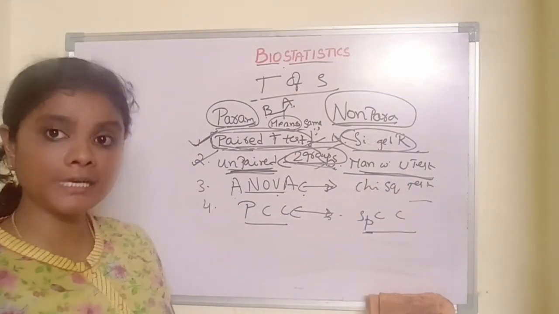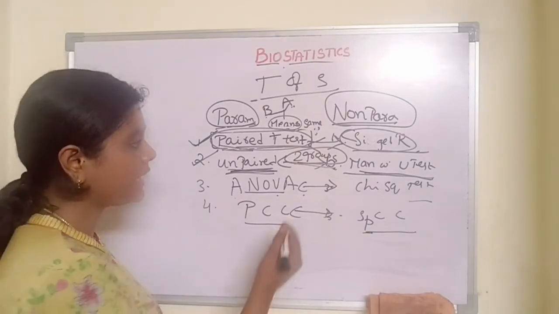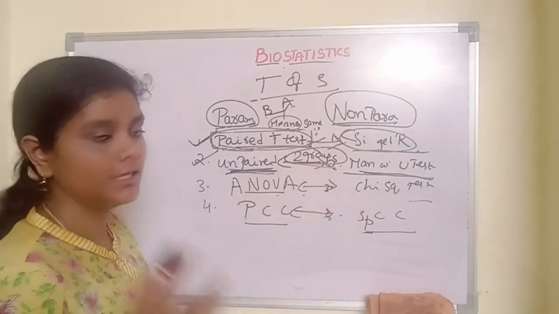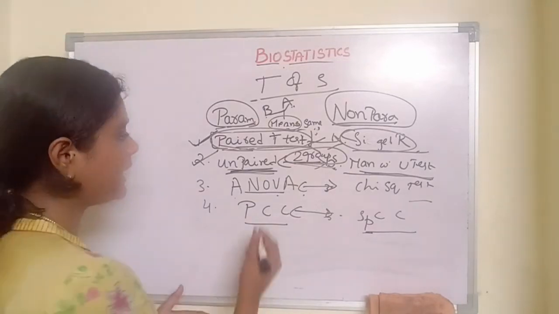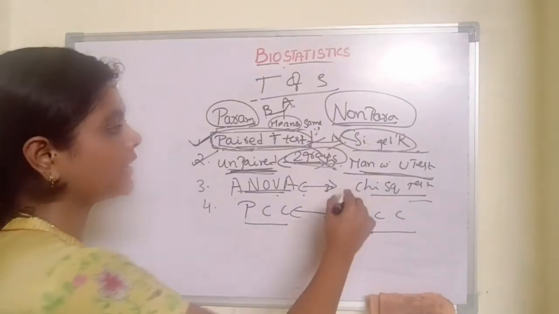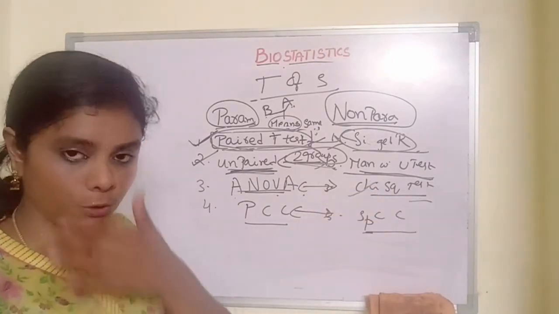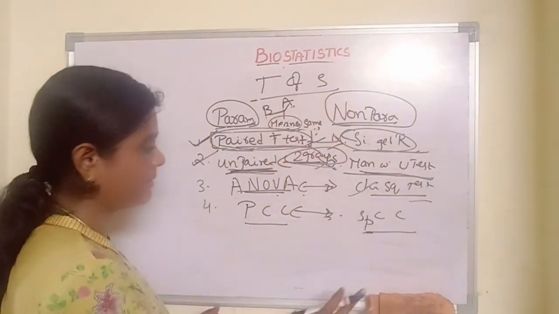If the groups are increasing, there are 3 groups, 4 groups, 5 groups, more than 2 groups, and you want to compare the means of more than 2 groups, then you will go with ANOVA or chi-square test. Most probably chi-square test is the best approach. Okay. So till here I think everybody is clear.